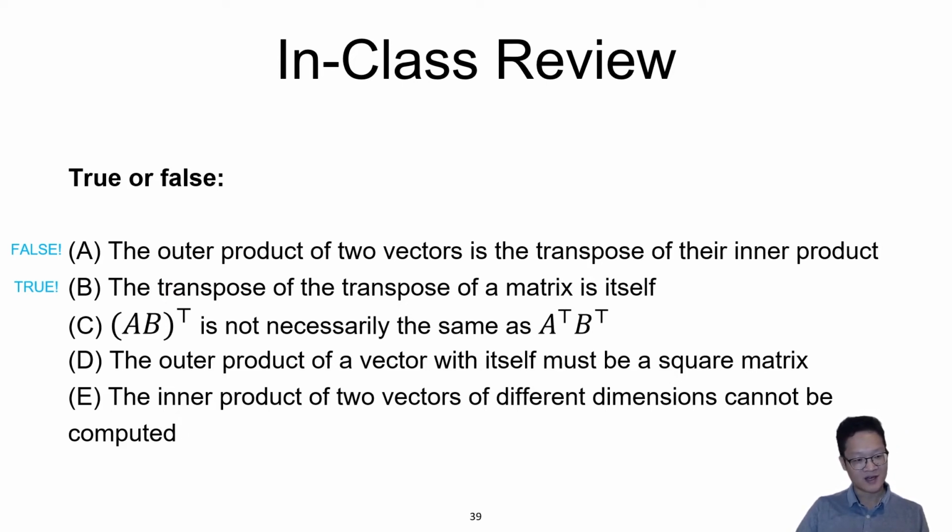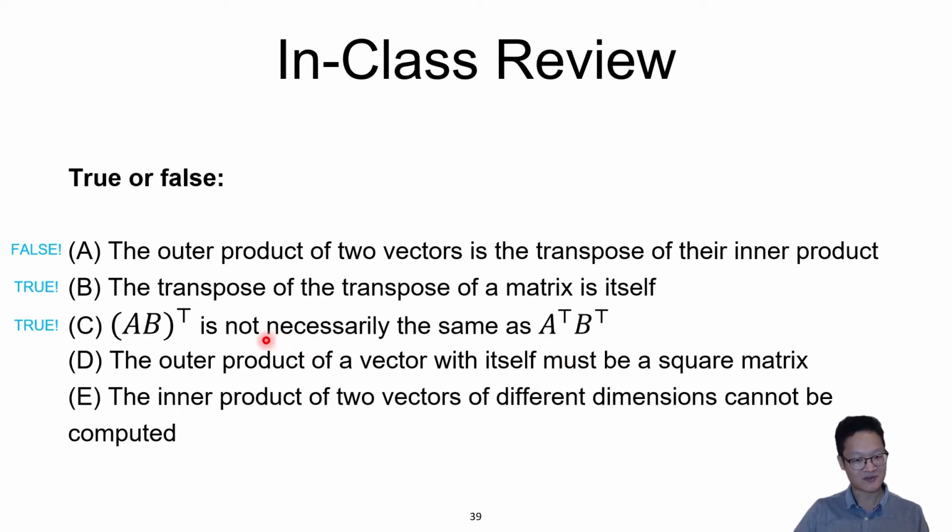Okay, next, (AB) transpose is not necessarily the same as A transpose B transpose. So this one is definitely false. Sorry, they're not necessarily the same. So then the statement is true, right? And then we can also easily find a counterexample as well. But in general, what would be true is that (AB) transpose would be the same as B transpose A transpose. We have to do them backwards.